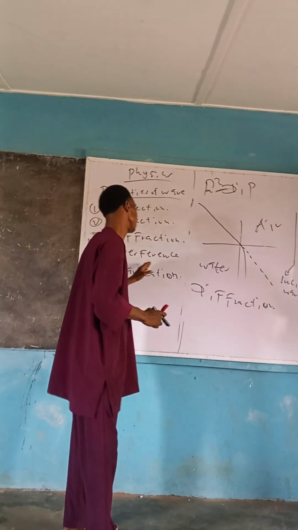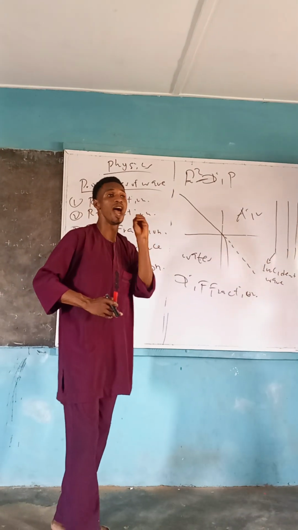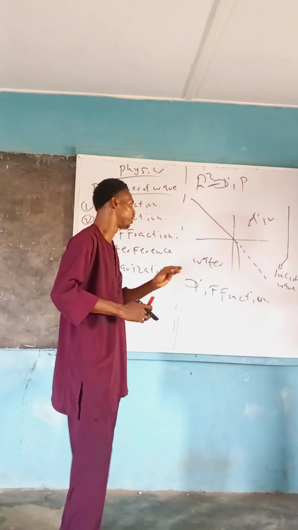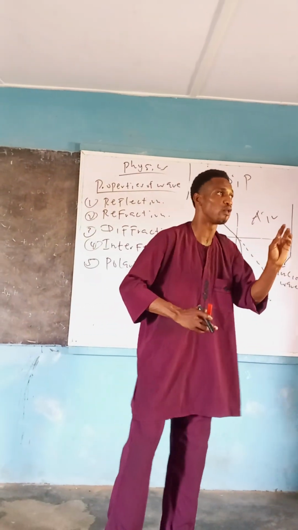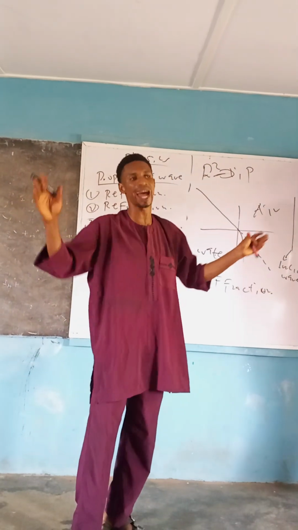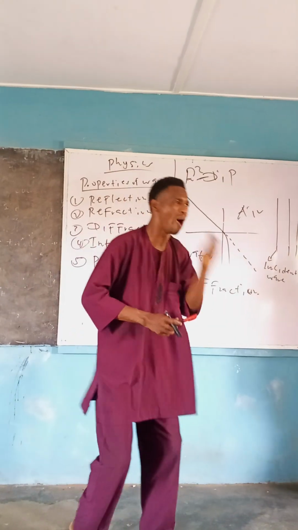Now let's move to interference. What is interference? Interference occurs when two waves of the same frequency superpose or collide.